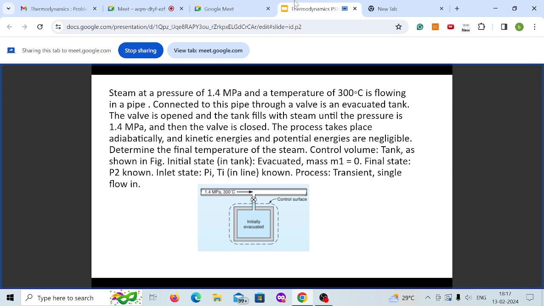That's what the question is asking, and they are also saying that in the tank you have no heat transfer happening because this is insulated. So it takes place adiabatically, so there is no heat transfer, and they are also saying that you don't have any kinetic energy or potential energy. So now what all do we know? We know that initially in the tank there is no mass, so m1 is 0. You know the final pressure of the tank, P2, which is 1.4 megapascal, and we know the steam inlet conditions.